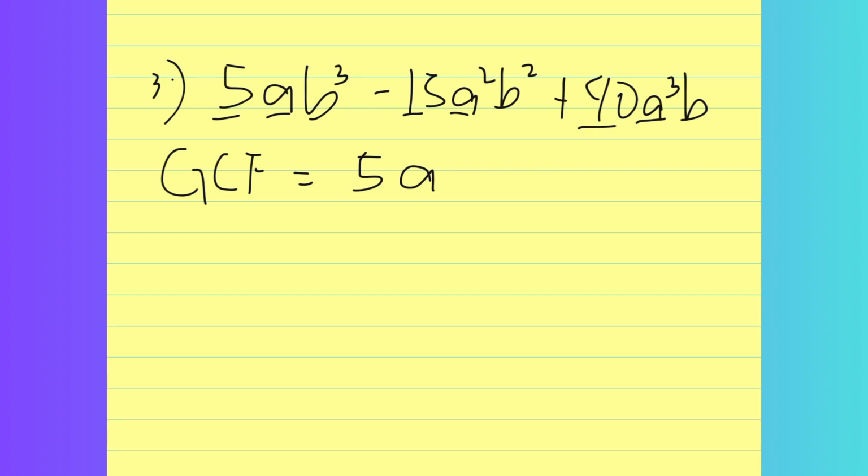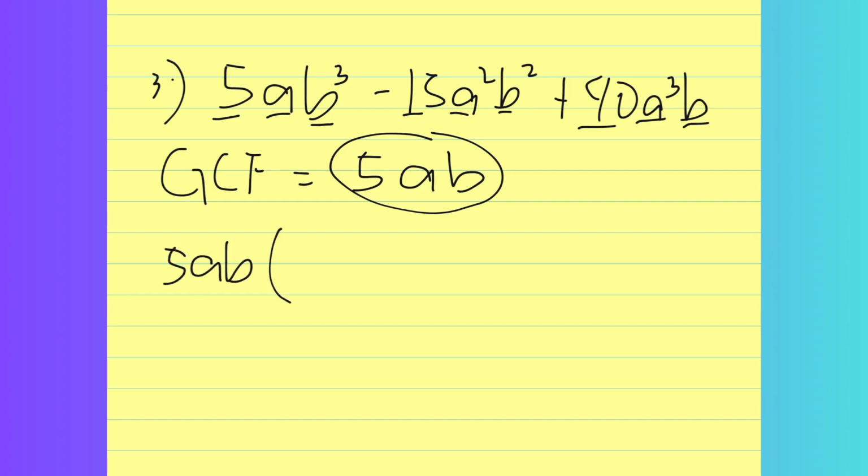Now, let's look at the variable b and choose the smallest exponent of the variable b. So the smallest exponent of the variable b is 1. So we have b. Therefore, this is our greatest common factor. Now, how are we going to factor that? First, again, the same process.